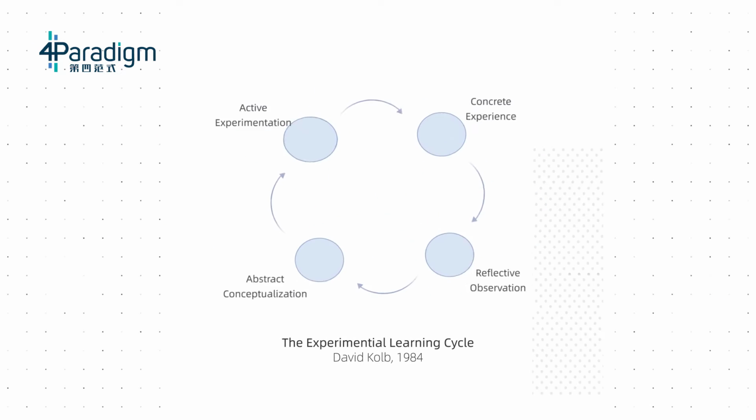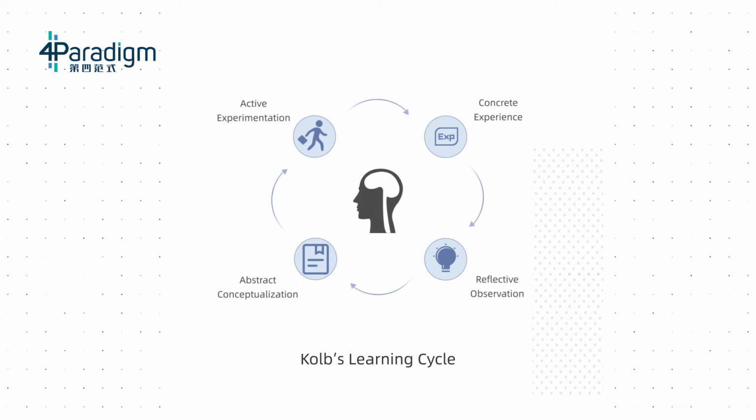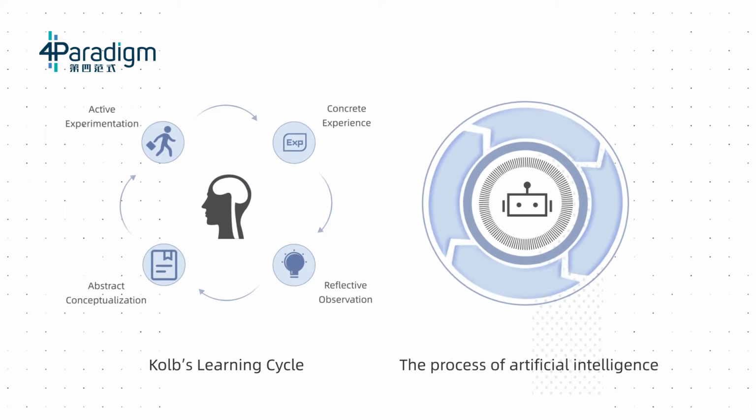This 4-step learning process was named as Kolb's learning cycle and is considered as the basic principle of learning. Based on the Kolb's learning cycle, 4Paradigm turns AI development into a 4-step machine learning process.